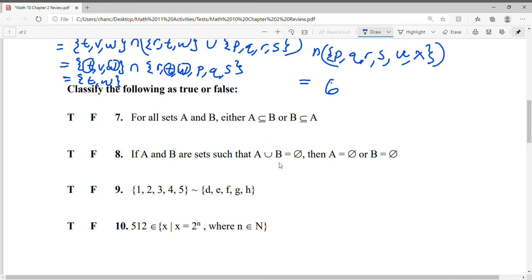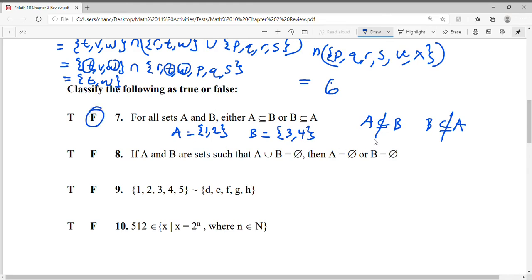Now in these examples, if you think it's false, try to find one that shows it's false. For example, consider the set A that consists of 1, 2, and the set B here that consists of 3 and 4. Here we know that A is not a subset of B, and B is not a subset of A, because none of these share anything in common. Either A is a subset of B or B is a subset of A is false. I found one that was not a subset of each other.